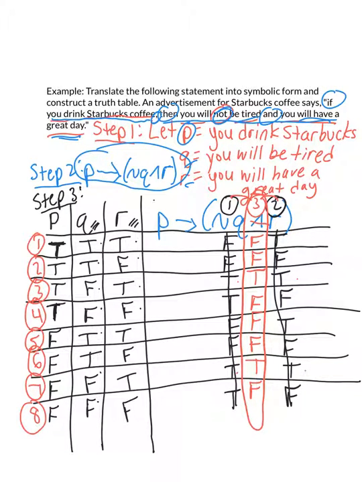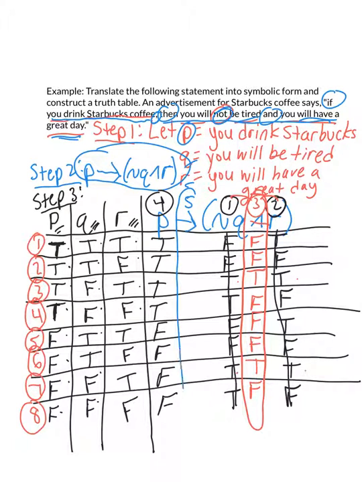So step 4 is going to be the letter P. It's just a plain old P, so that means to copy and paste the P column on over, which has 4 T's followed by 4 F's. So T, T, T, T, F, F, F, F. Finally, our final answers are going to go under the if-then conditional arrow.